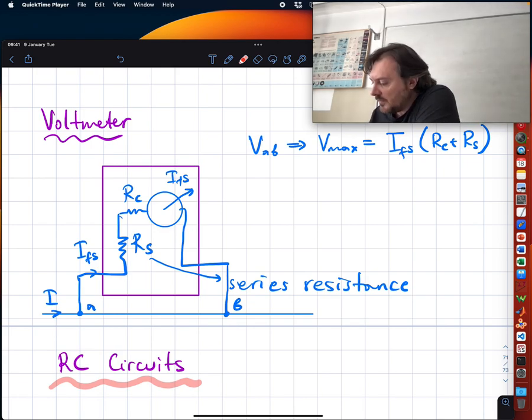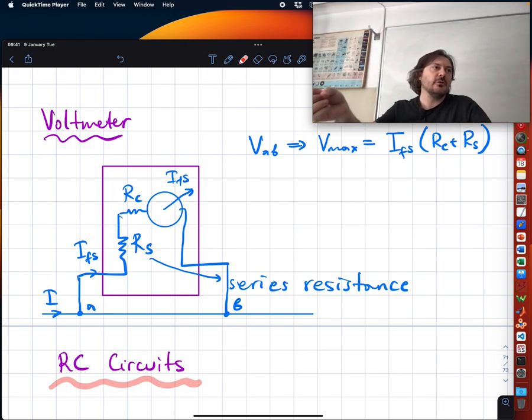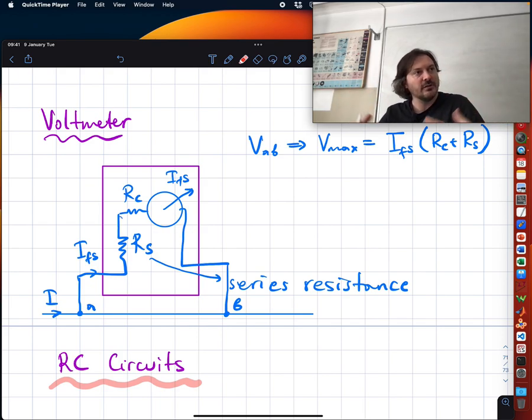For a voltmeter, you don't need a battery, right? It just measures voltage. So if there is a voltage, it will measure it. For an ammeter, if there is a current, it will measure it. But for an ohmmeter, you need to have a battery inside your measurement device. Did you follow? That's when you need the battery.